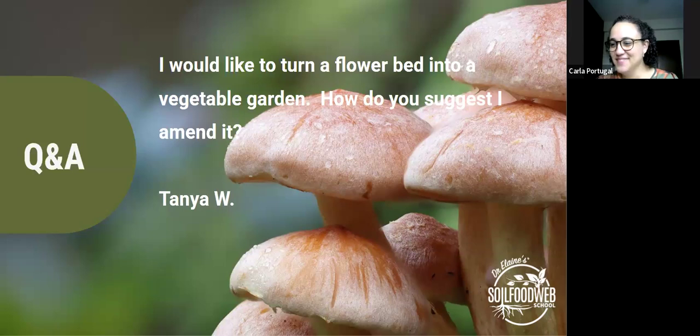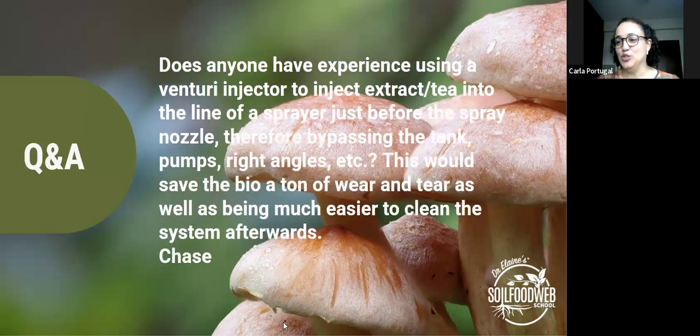That's true. Yeah. So I think we can move to the next question. It's from Chase. Does anyone have experience using a Venturi injector to inject extract and tea into the line of a sprayer just before the spray nozzle, therefore bypassing the tank, pumps, right angles, etc.? This would save the biology a ton of wear and tear, as well as being much easier to clean the system afterwards.